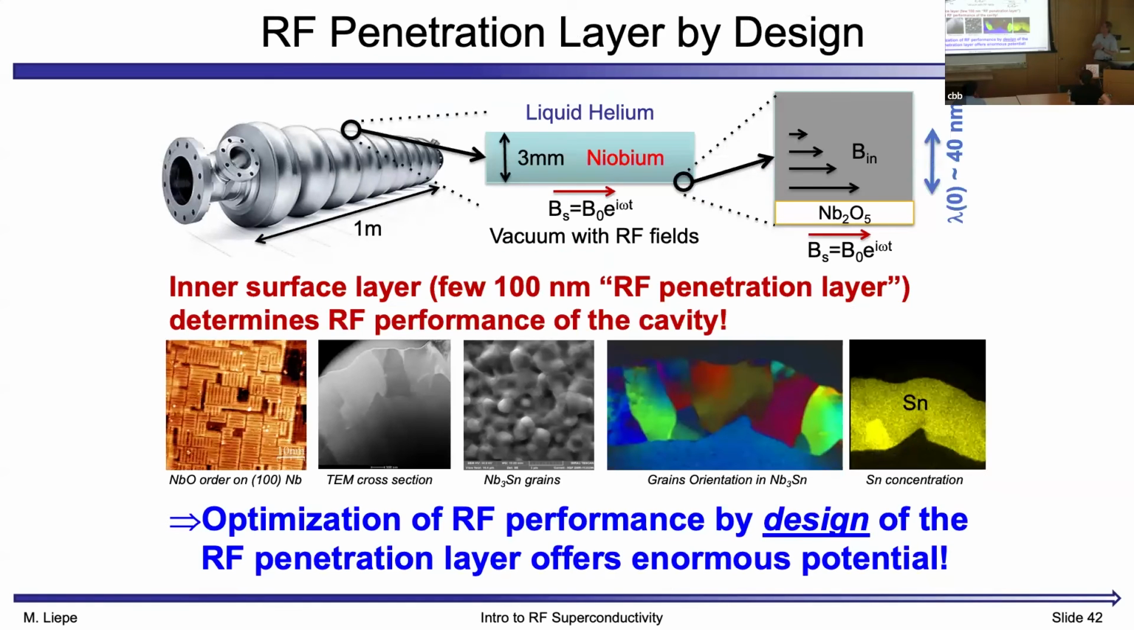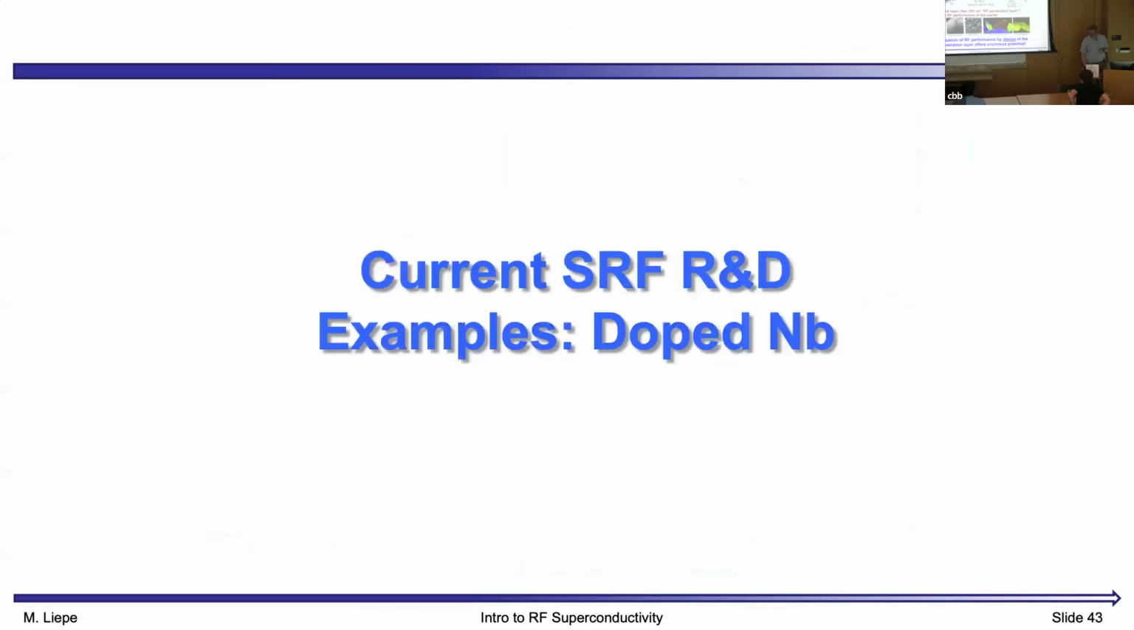And all we need to do is optimize the first 100 nanometers of the surface. That's how far the field penetrates into the superconductor. That's really all that matters, and that's what our team was working on, to optimize the first 100 nanometers or so.